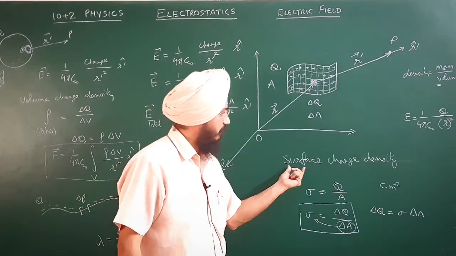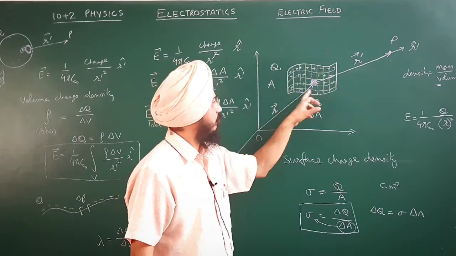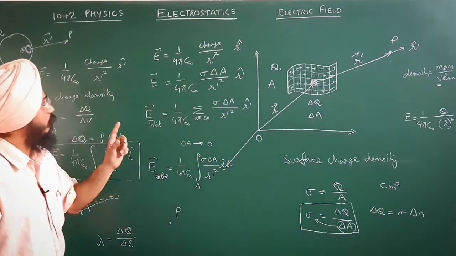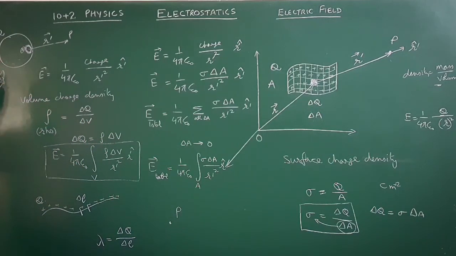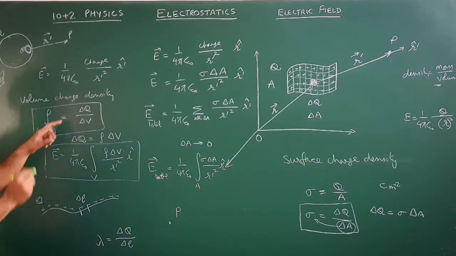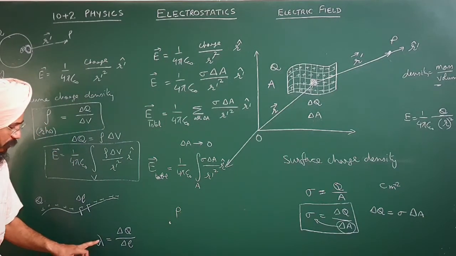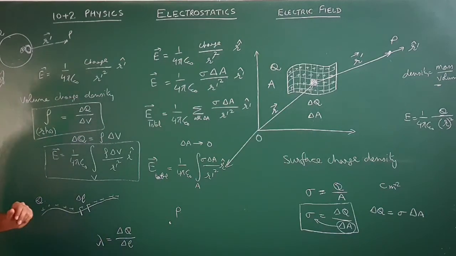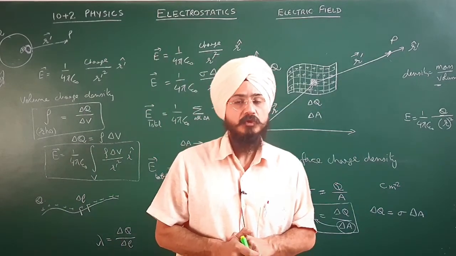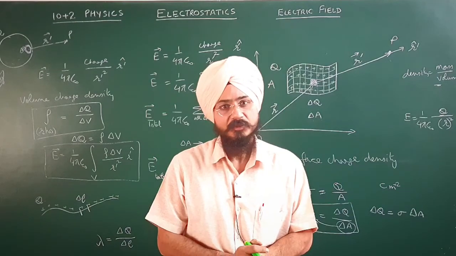Let me repeat: surface charge density, if the charge is at the surface of a body, sigma equals charge upon area; if the body is 3-dimensional, then rho equals charge upon volume; and linear charge density lambda equals charge upon length. In this way we can calculate the electric field using Coulomb's law for point charges for a continuous charge distribution. So thank you very much.